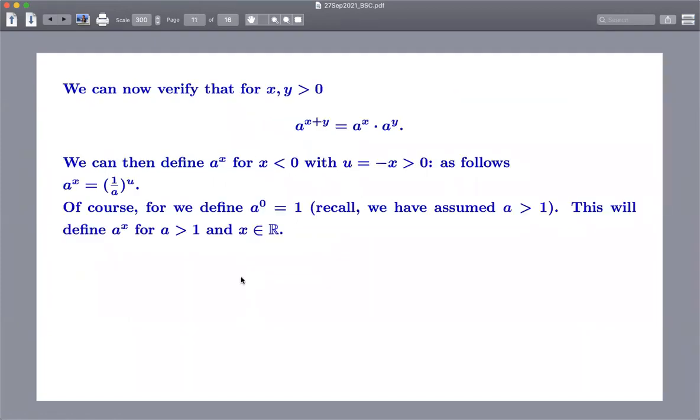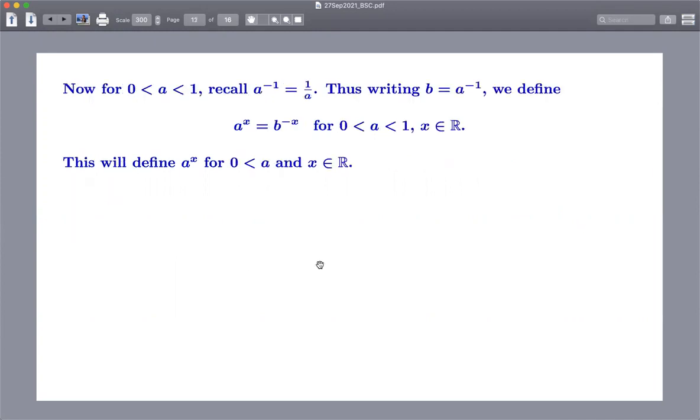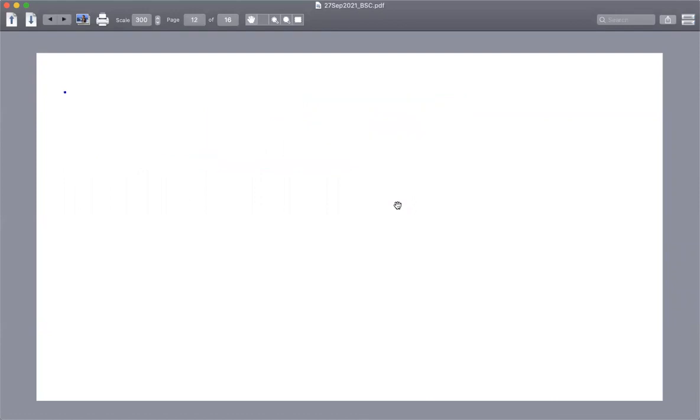As yet a is bigger than 1, and we have defined a power x for all x by expanding it to negatives. And then finally, we were going to relax that to a not equal to 1. If a is between 0 and 1, we have a inverse is 1 over a, and therefore we'll write a power x as 1 over a inverse power x. So this completes the proof for defining a power x.